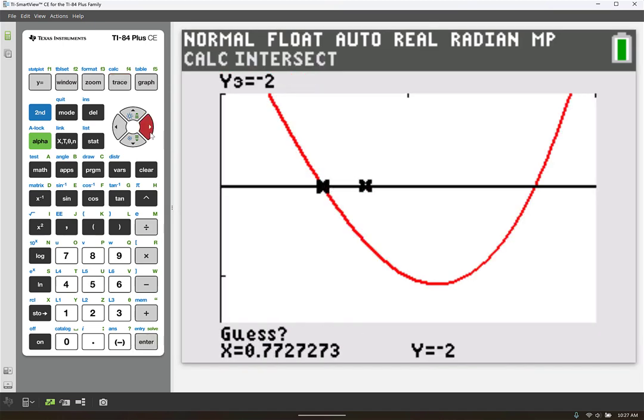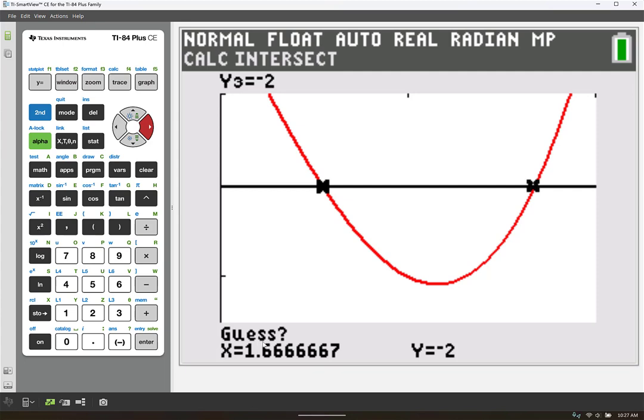Scroll to the second one you want. So go all the way. It needs to say the word intersection. So you haven't found the intersection if it says guess, you haven't found it yet, guys. Push enter. It needs to say the word intersection.